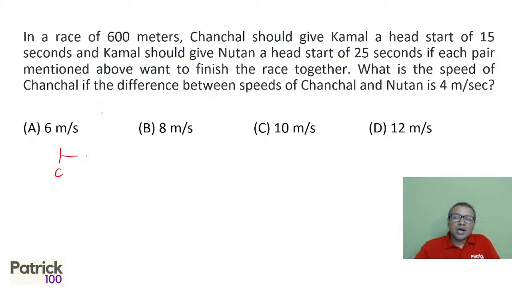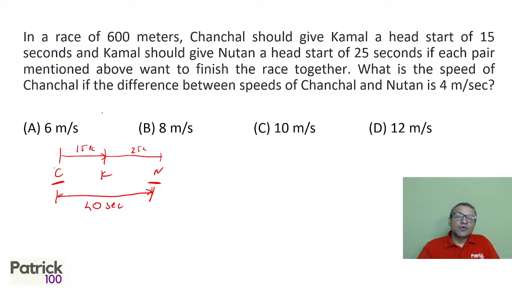So when Chanchal starts, Kamal is already 15 seconds ahead. And when Kamal starts, Newton is already 25 seconds ahead. So that means the difference between Chanchal and Newton is 40 seconds. I'm just giving an example. Newton starts 25 seconds before Kamal and Kamal starts 15 seconds before Chanchal, so the difference between Chanchal and Newton is 40 seconds. Use that. I'm just giving a hint. And then try to use the options to get the answer.